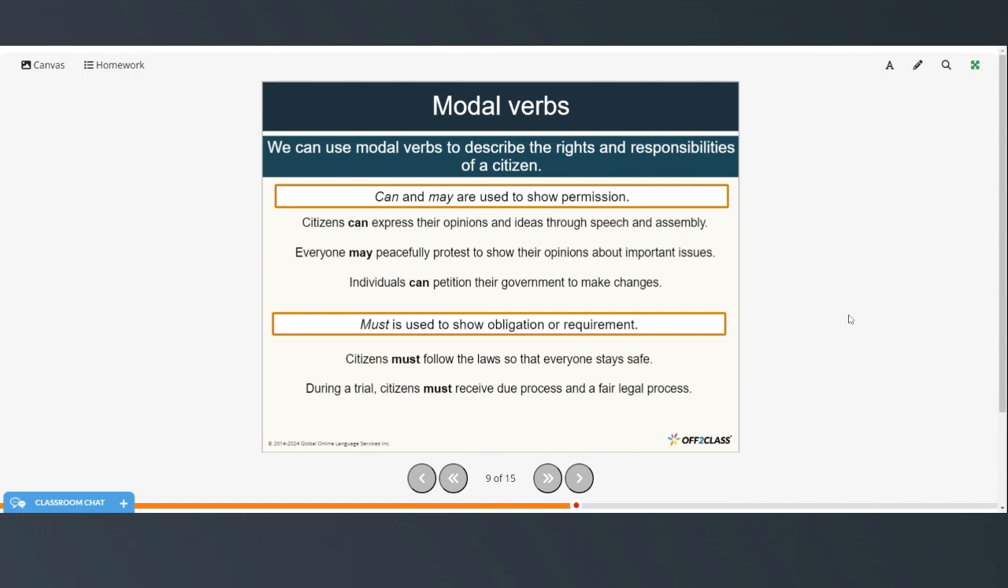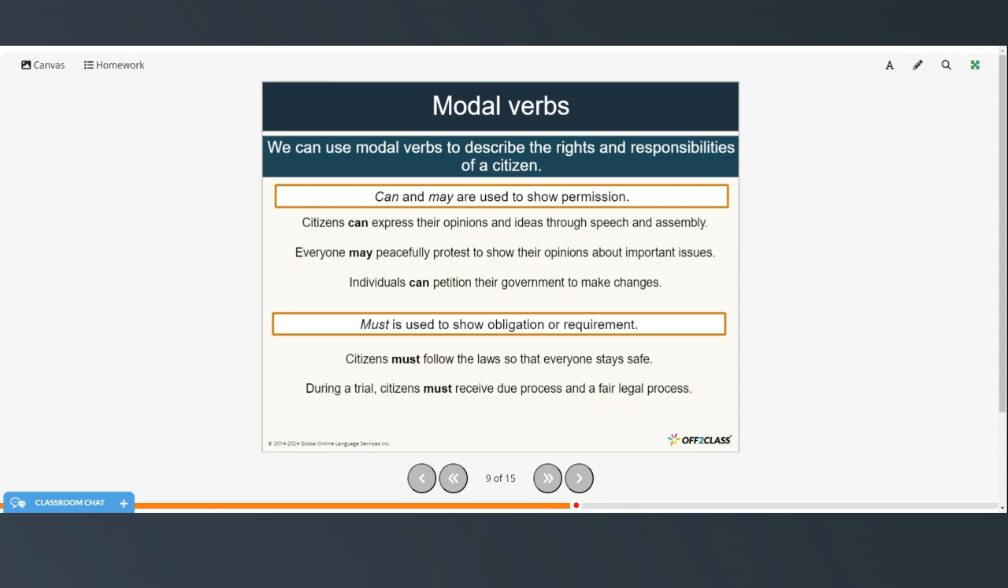All right, now we're going to talk about modal verbs. We can use modal verbs to describe the rights and responsibilities of a citizen. So can and may are used to show permission. So citizens can express their opinions and ideas through speech and assembly. Everyone may peacefully protest to show their opinions about important issues. Individuals can petition their government to make changes.